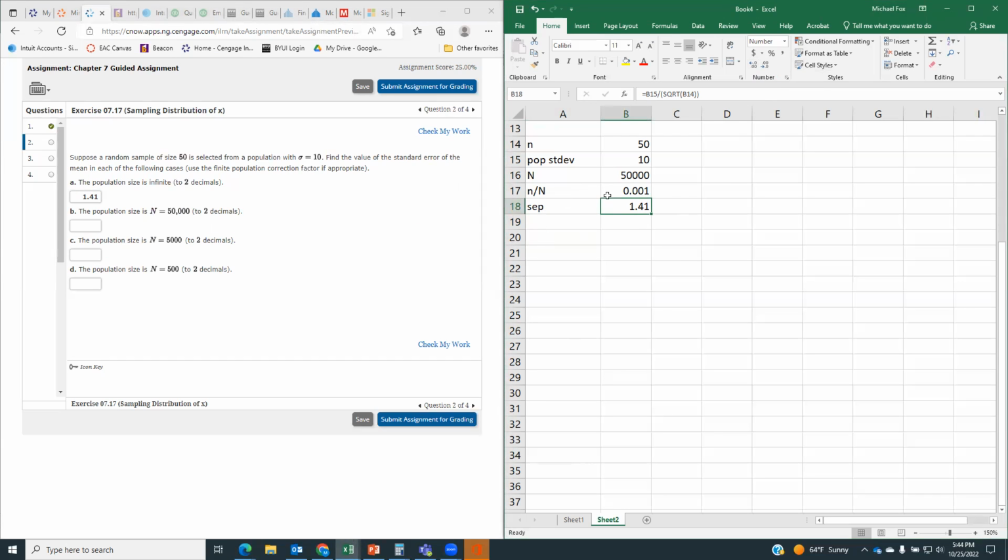Now, when our big N is 50,000, we still don't have to do a correction factor because our little n divided by big N is not greater than 0.05. So it's still going to be 1.41.